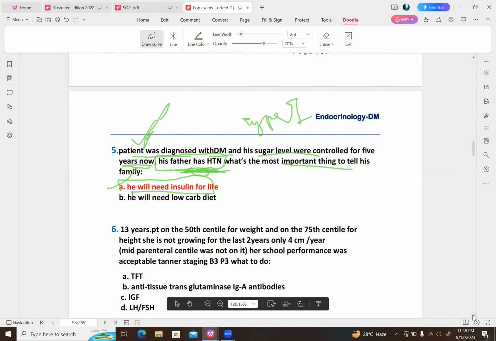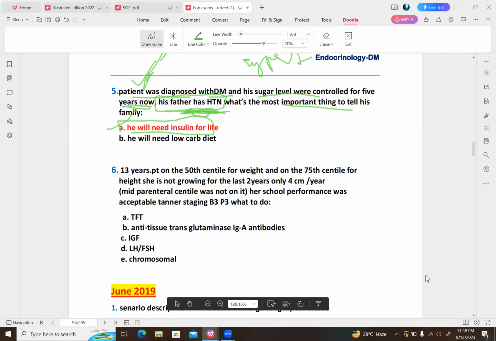Okay, the next question is about a 13-year-old patient who is on the 50th centile for weight and 75th for height. Height is more, weight is okay. She has not been growing for the last 2 years. For the last 2 years, her growth has stopped, or we can say she is now not thriving. Mid-parental height is not given in the question.